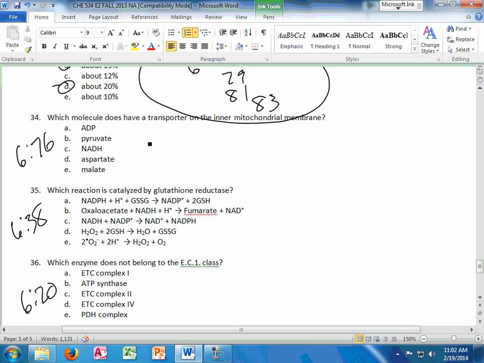Which molecule does have a transporter? I was looking through this. I believe he meant does not have a transporter, because NADH is the answer. NADH, that's the whole point of the MAS and GPS shuttles. So there's shuttles for these guys. On this slide, you see shuttles for these two as well, the carriers and translocases.